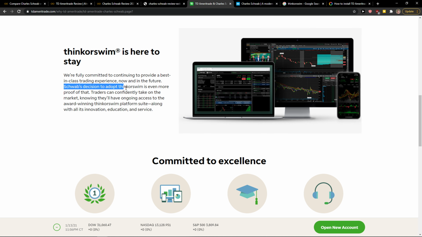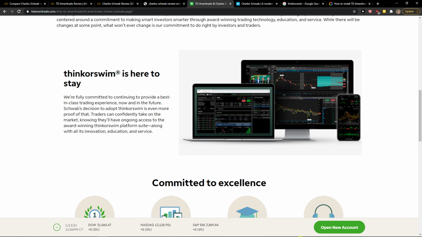Schwab, and look at this, Schwab's decision to adopt Thinkorswim is even more proof of that. So you can see by yourself that this is the same company right now. So even this comparison is really hard to do, in my opinion.